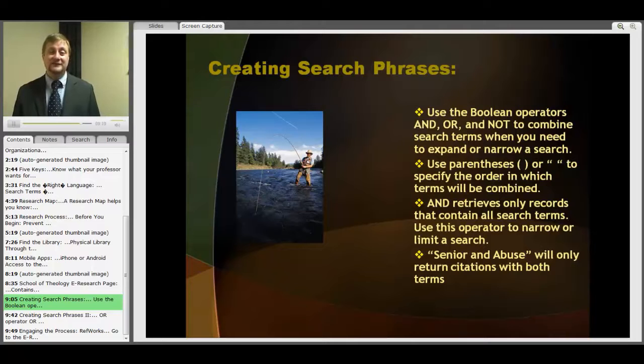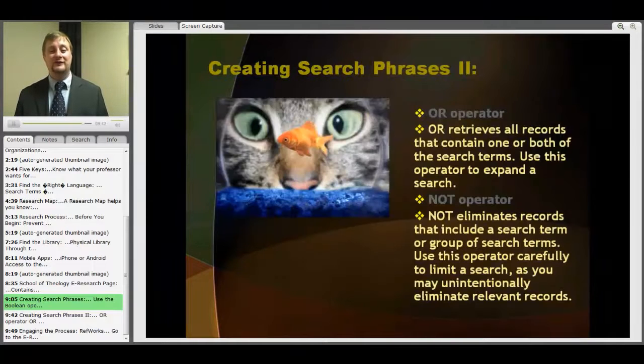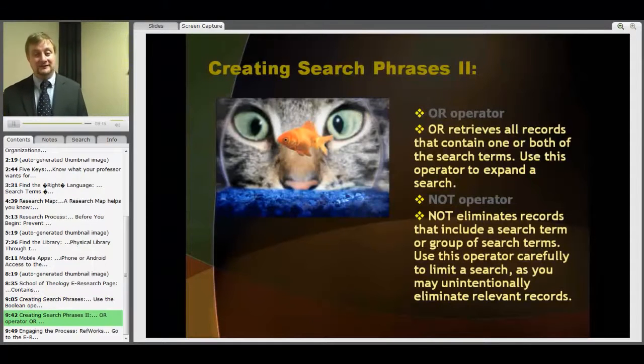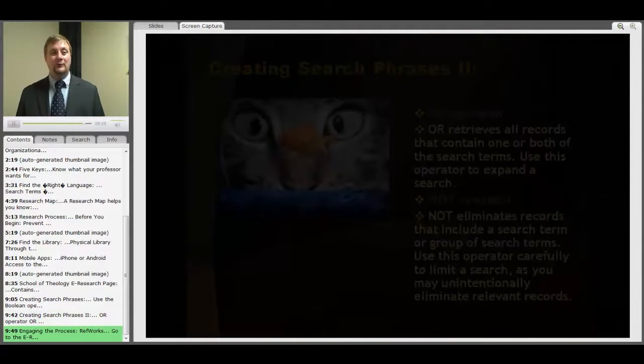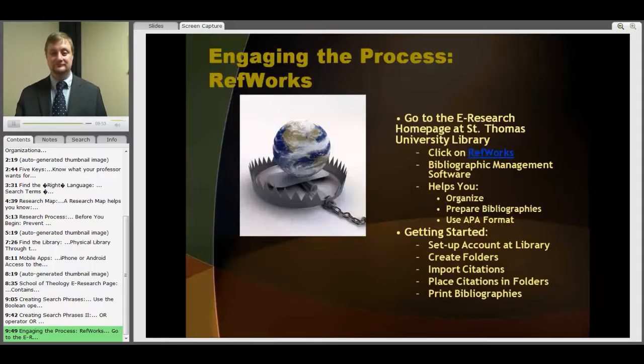As you're creating research phrases, try using Boolean operators such as the words and, or, and not to combine or expand your search terms. You can also use parentheses or quotation marks to specify the order in which the terms need to be combined. Remember that and makes your search narrower, whereas or makes it broader. Not eliminates materials that you don't want to find.